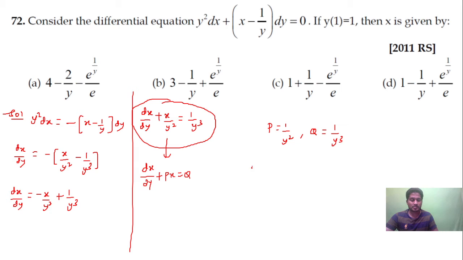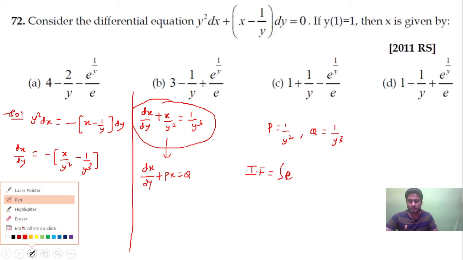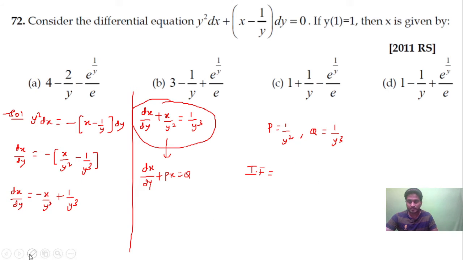Okay, now IF, the integrating factor, is e to the power of integration of p dy, which is e to the power of integration of 1 by y square. Integration of 1 by y square is minus 1 by y. Now the solution is x into IF is equal to integral q into IF, and then this is dy plus c.